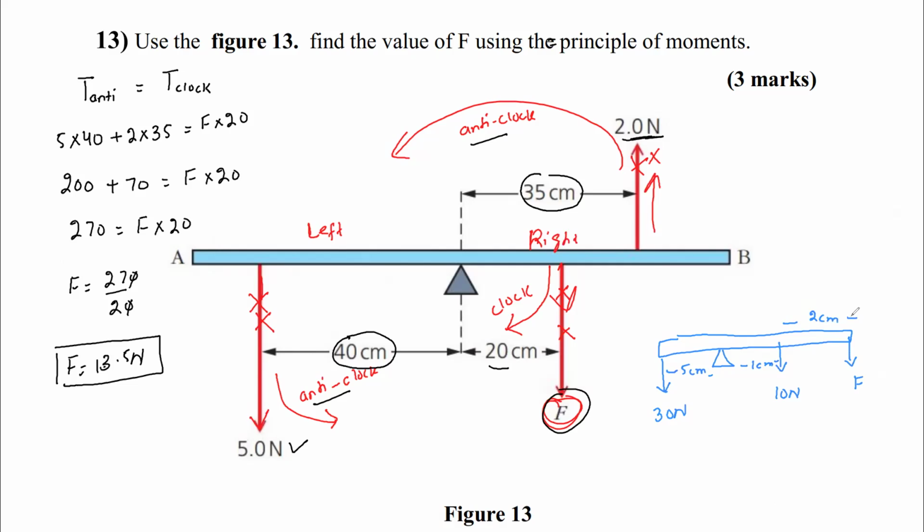He's asking you to find the value of F. How can you find it? The simple method is that first we take the clockwise and anti-clockwise. Here the 30 Newton force is in the downward direction, which is anti-clockwise. But the 10 Newton is obviously in this direction, so this is my clockwise. And F is obviously like this, so this is also my clockwise. Just put in the values and you can get the answer.